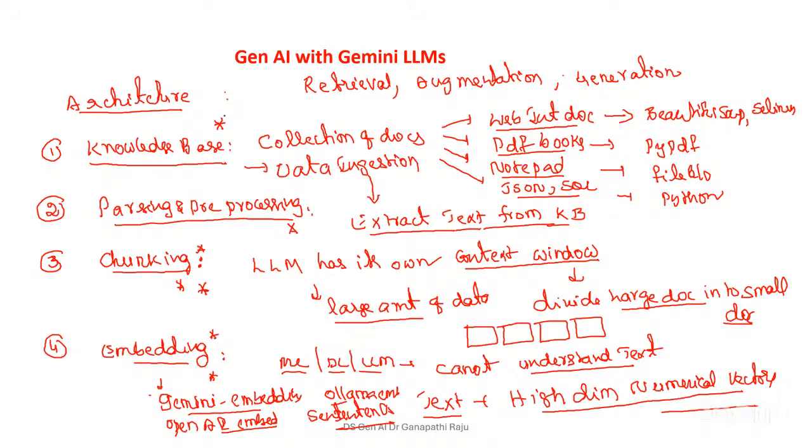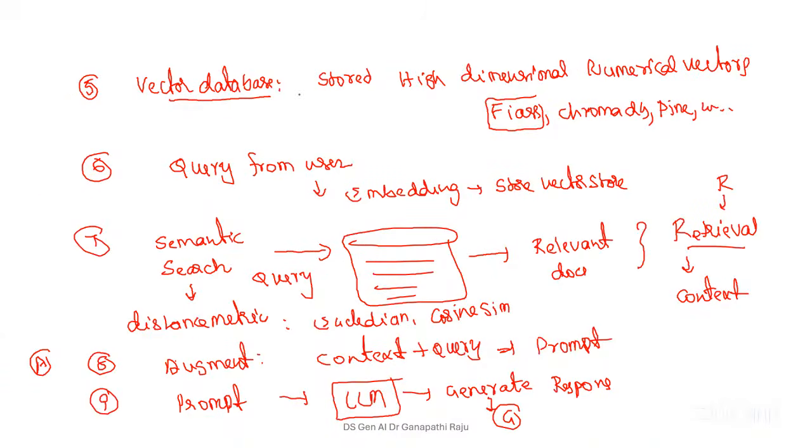Then the next step: whatever high dimensional vectors there are, high dimensional means 384, 786, 1500 and 3000 dimension vectors. So the next one is to store the high dimensional data in a vector store, by using FAISS, ChromaDB or Pinecone. Now I will be using FAISS. Next one is, now we are taking a query from the user.